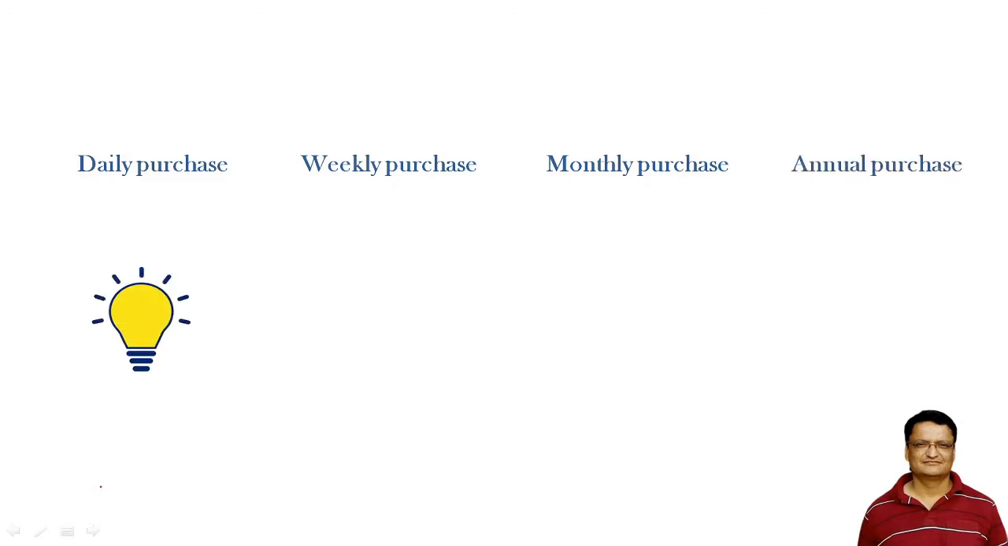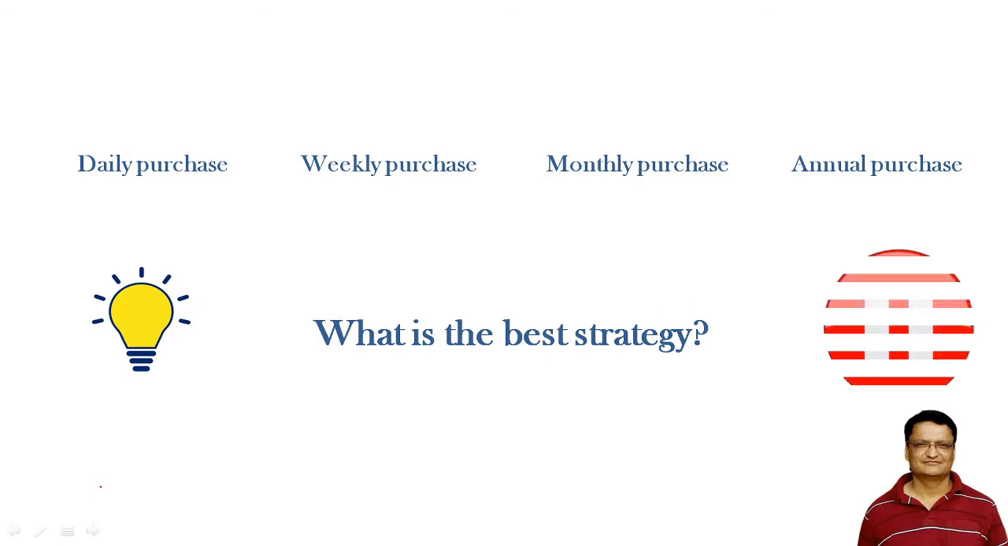So till now we have seen that we can have a daily purchase, a weekly purchase, a monthly purchase or an annual purchase. Now here is a question for you. What is the best strategy to purchase the goods? So just think on this and write down your answer on a piece of paper.